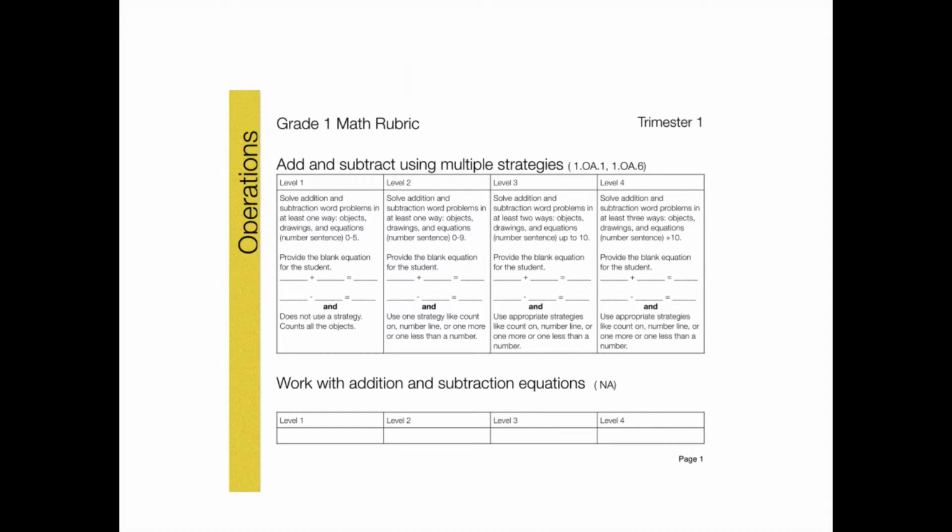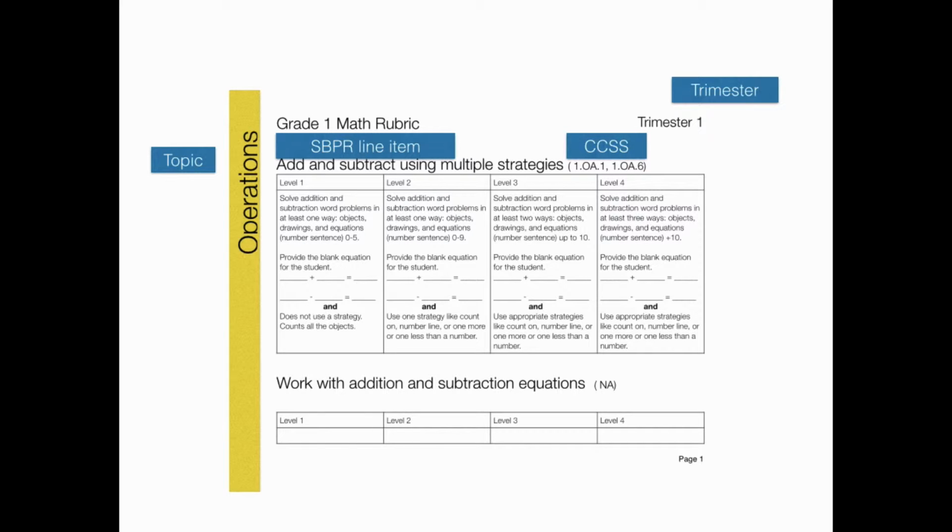The next document is the math rubric. On the left-hand side, you will see the topic. In this case, it's called operations. The trimester will tell you what trimester the rubric will be used for. There will be a line item that connects to the Standards-Based Progress Report. In addition, it will note which Common Core state standards are being assessed during that trimester.